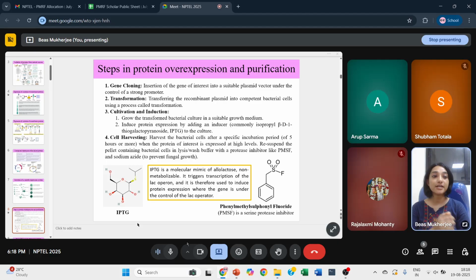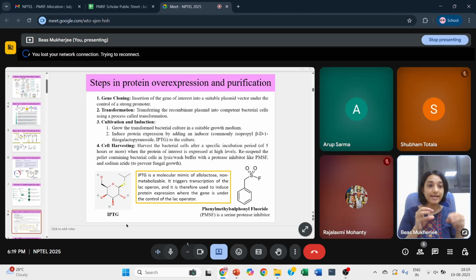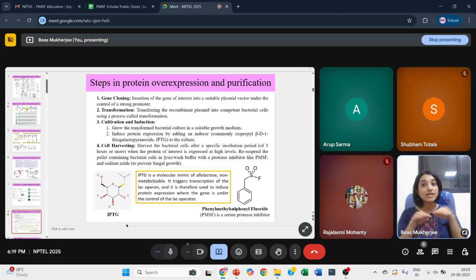Okay, now see, cultivation and induction. What happens is when you're growing it, there are different kinds of cultures. First is the primary culture. Primary culture means that you want the cell density to rise up, and then after that you want to start with the protein expression, because initially when the bacteria is there, it needs some time to adjust to the surroundings, right? So you're supposed to give it some time to adjust. So this initial lag phase goes on.